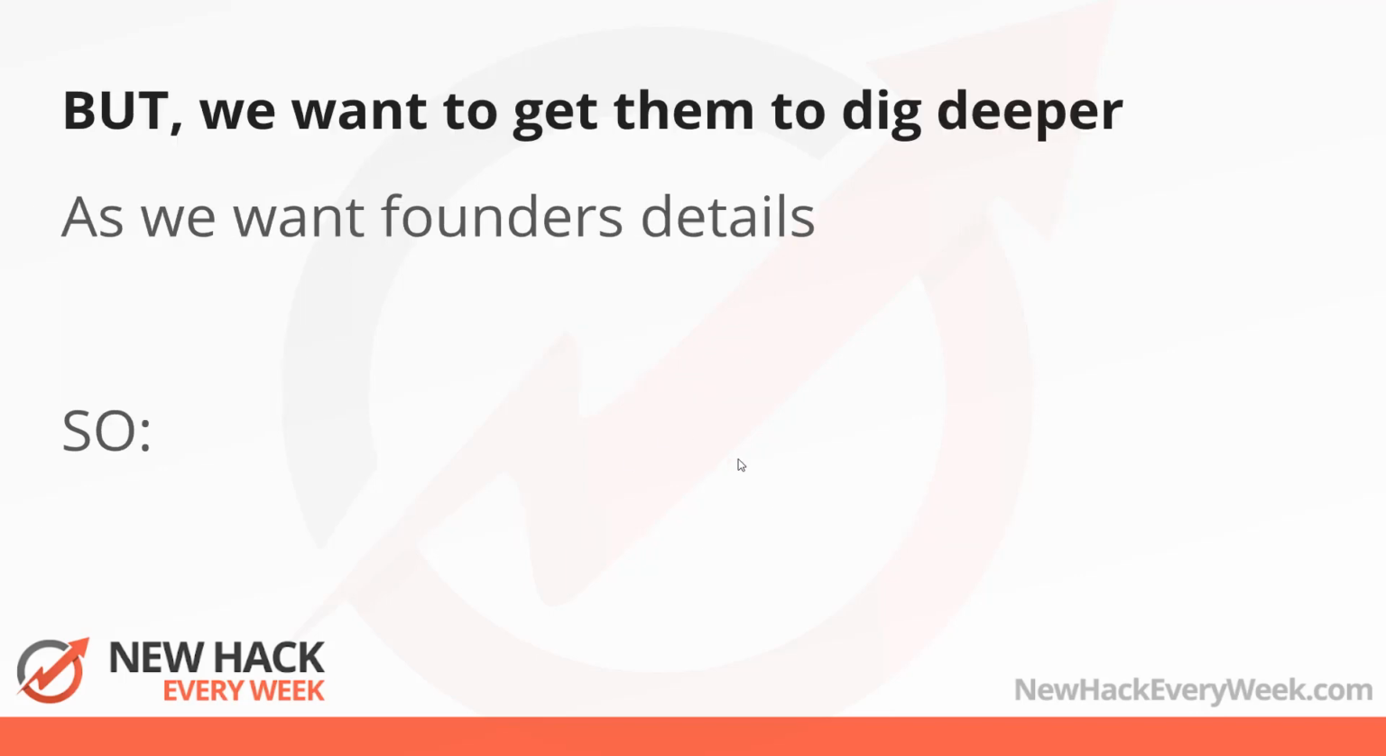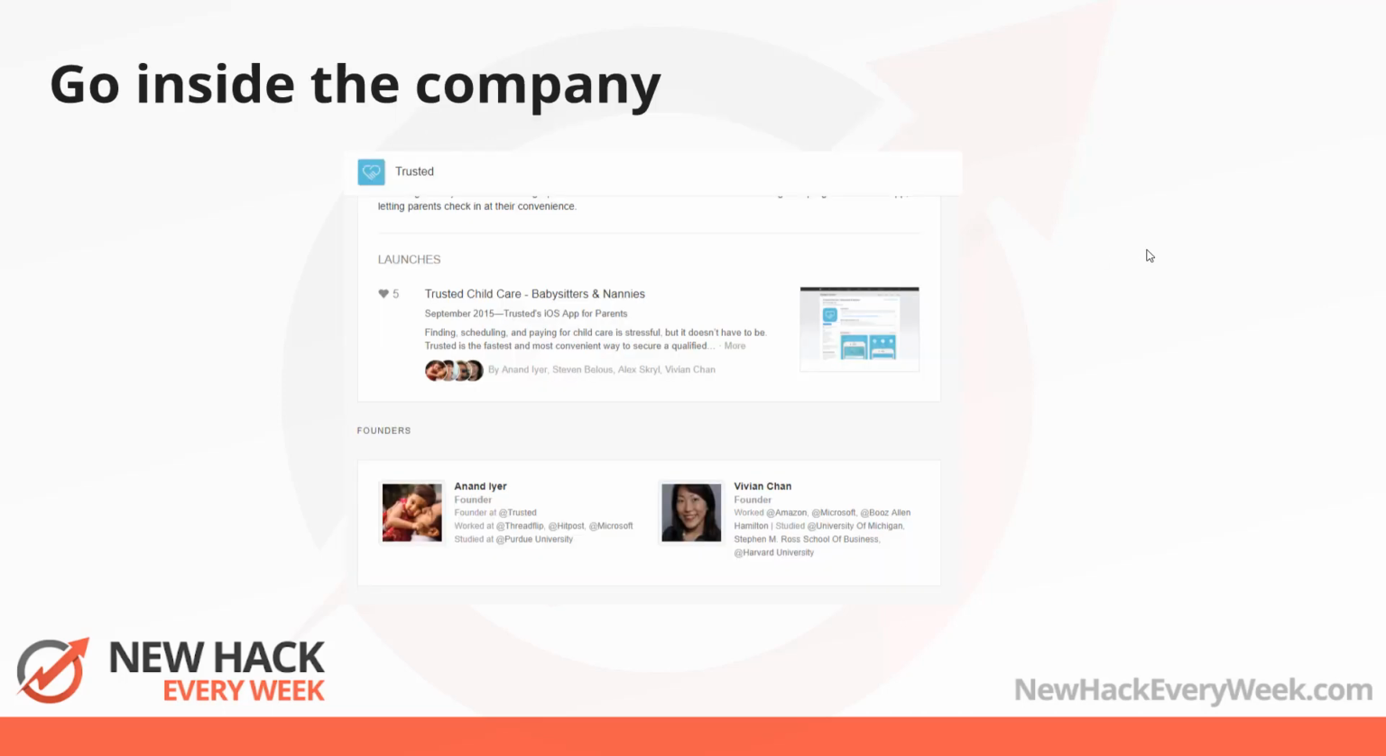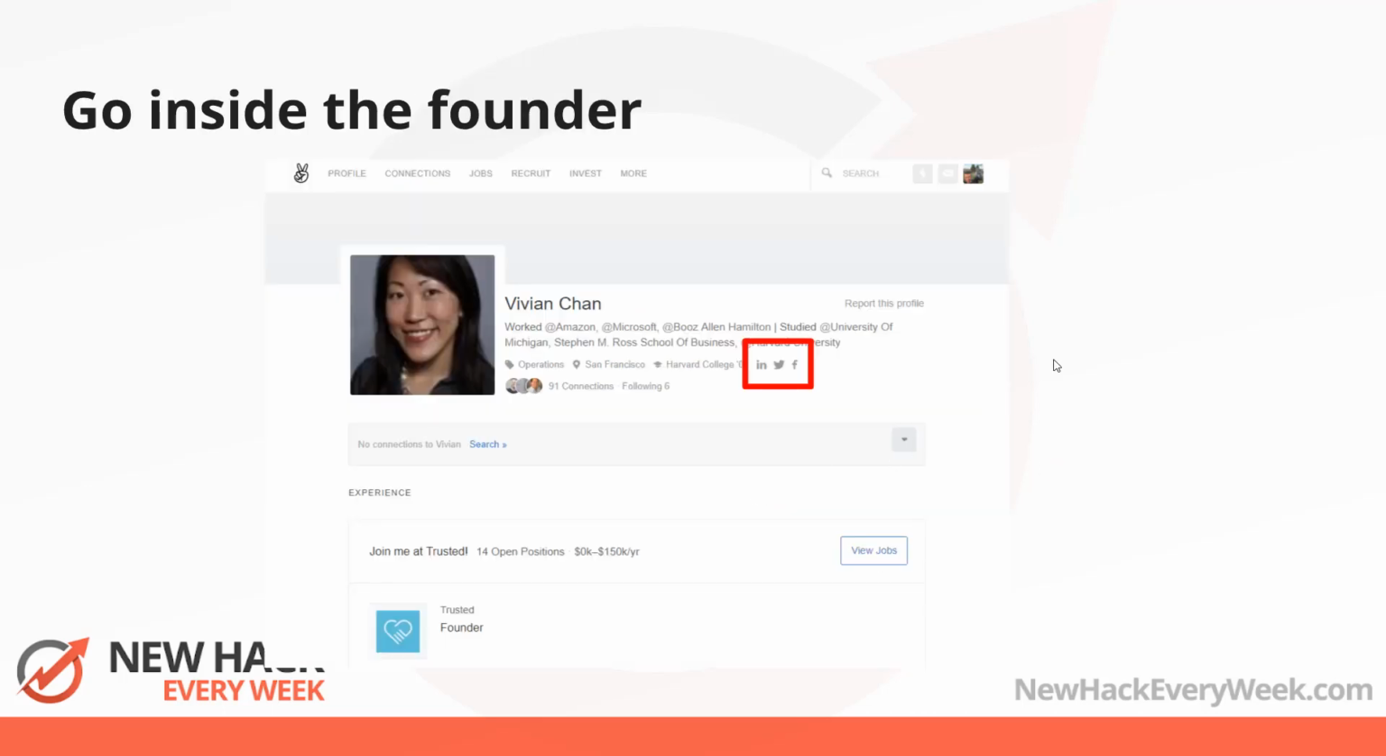But we want to get them to go deeper, right? That's a list of companies, but we need all the founders' details. We had that list of companies because we've done a company search, but we want founders' details because we need to be emailing the founder. So we click on the company, and inside the company, it's got the founders. Great, but there's no contact details. That sucks, right? So let's click on one of them, Vivian Chan.